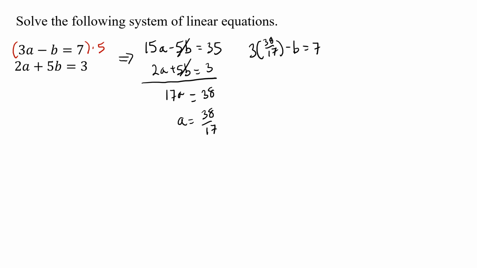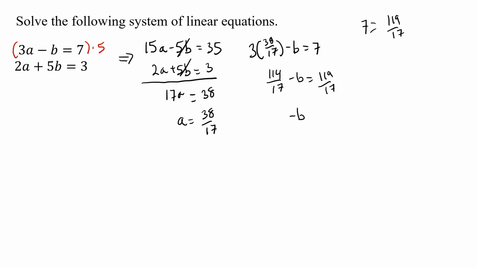And so 3 times 38 is 114. And 114 is not divisible by 17, so I get 114 over 17 minus b equals 7. But again, I want to think about 7 as not 7, but something over 17. And so 7 is the same thing as 119 over 17. So I'm going to subtract that 114 over 17 away.